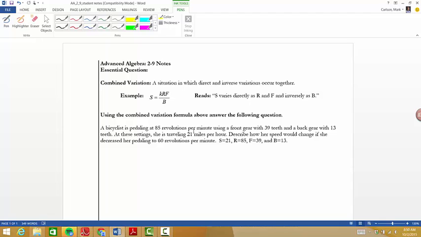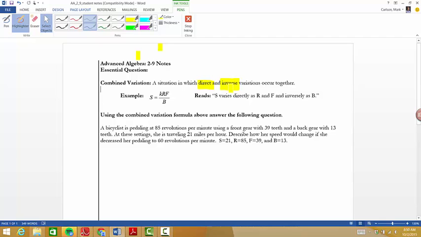The first is combined variation. In combined variation, we have a situation where we have both direct variation and inverse variation. So we have direct variation and we have inverse variation.